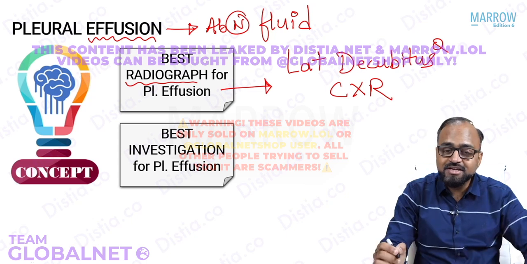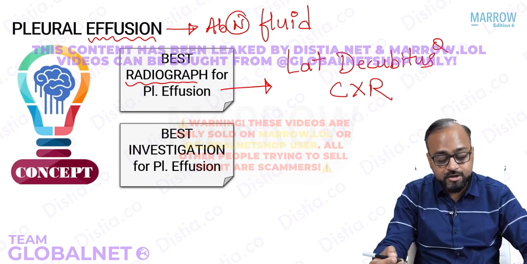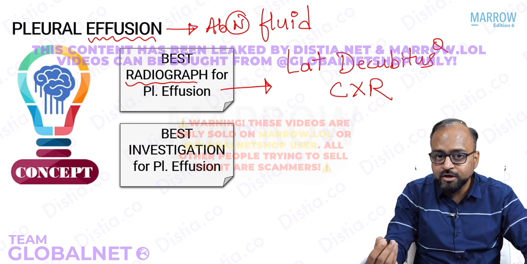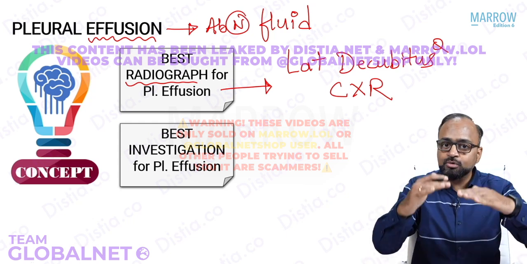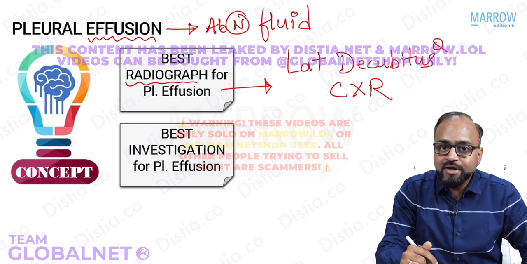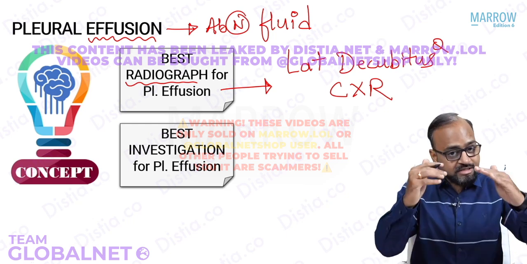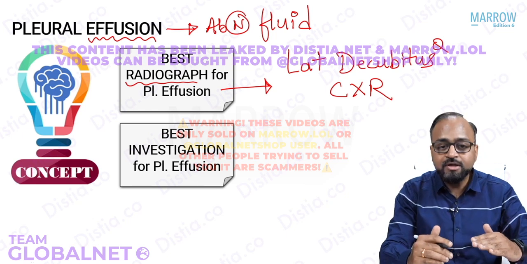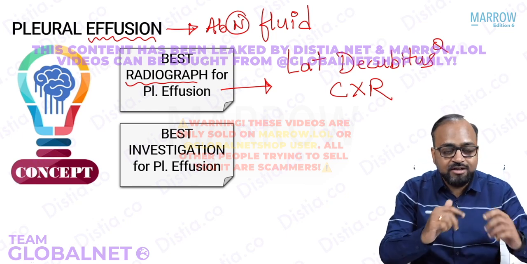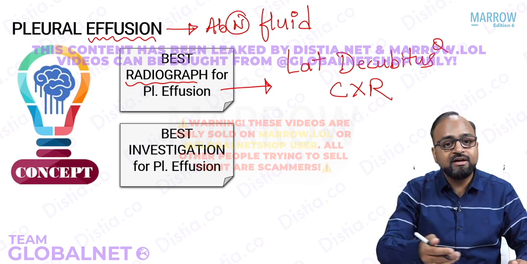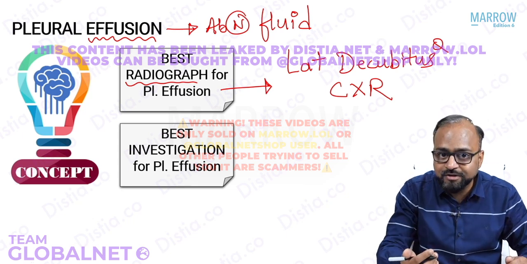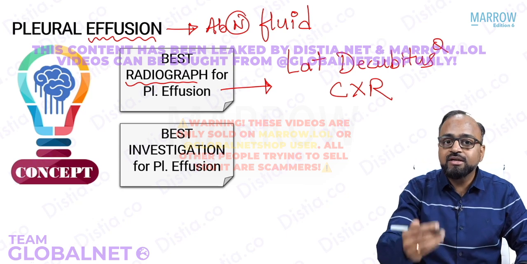Now, why is the lateral decubitus radiograph the best radiograph for pleural effusion? Remember, fluid always settles down to the most dependent part of the pleural cavity. So in an erect position, it will settle down along the diaphragm. In a right or left lateral decubitus position, it will settle down along the right and left lateral thoracic walls respectively, and that is where it is very clearly picked up.